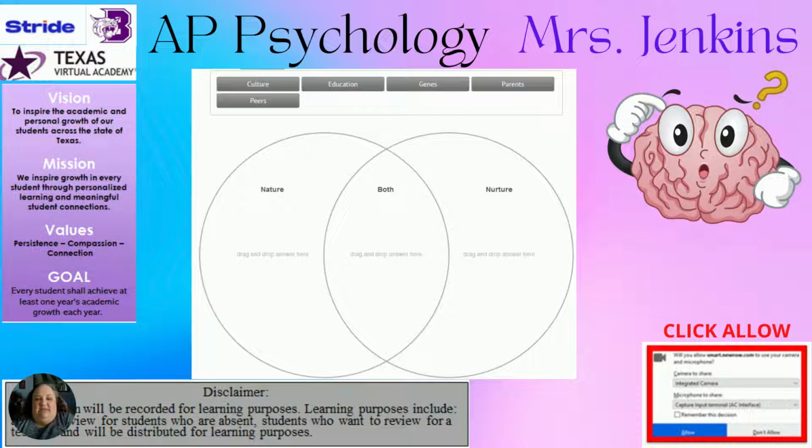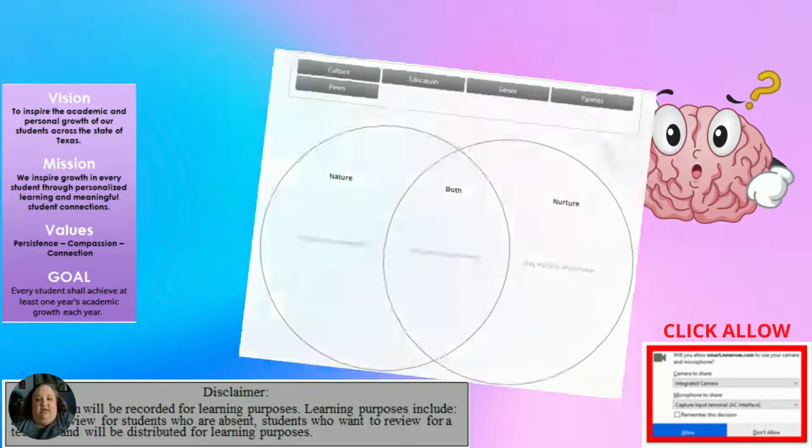So on the main screen is a nature versus nurture activity, where you were sorting the topics from last week into which category each one went into. If you'd like to pause this and put those in categories yourself, that's totally okay.